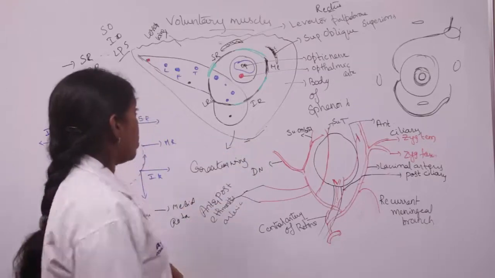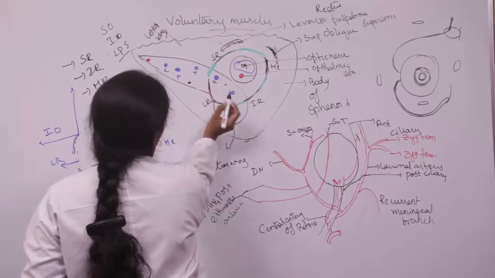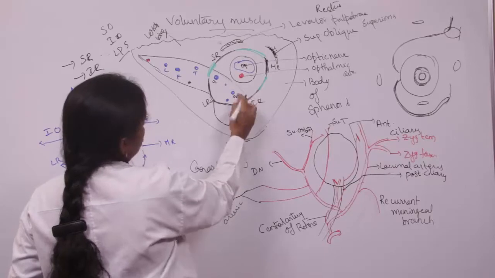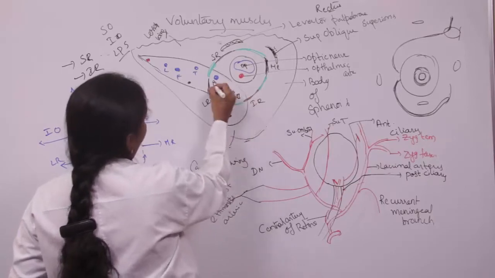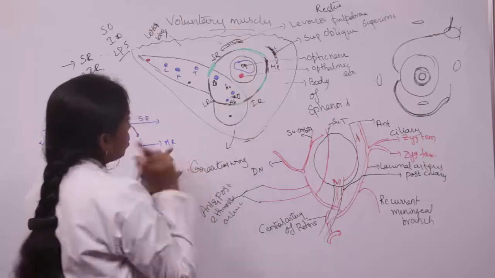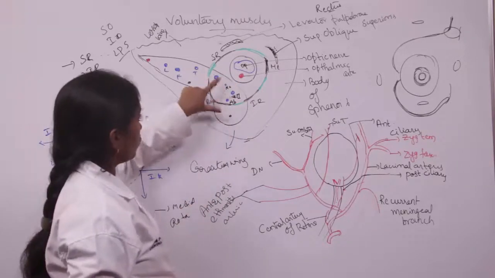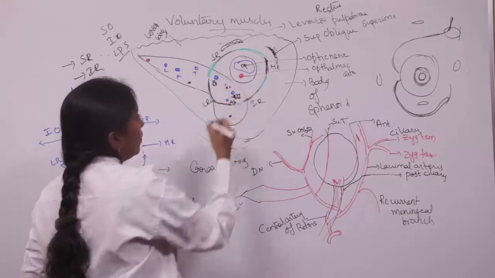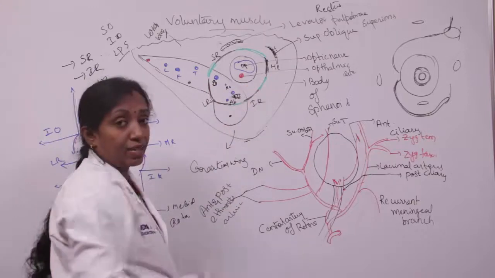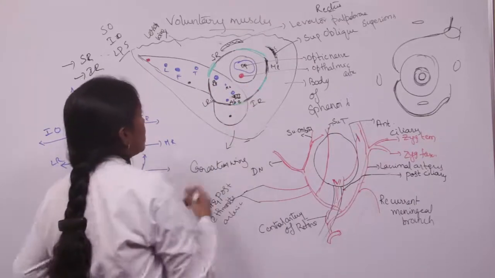And here we have represented the oculomotor nerve and the two divisions of the oculomotor nerve, and between the two divisions we have the nasociliary nerve, and this is the abducens. So what are the nerves passing through the common tendinous ring? The two divisions of the oculomotor nerve, the third cranial nerve, separated by the nasociliary nerve, and here we have the abducens nerve, which is the sixth cranial nerve.